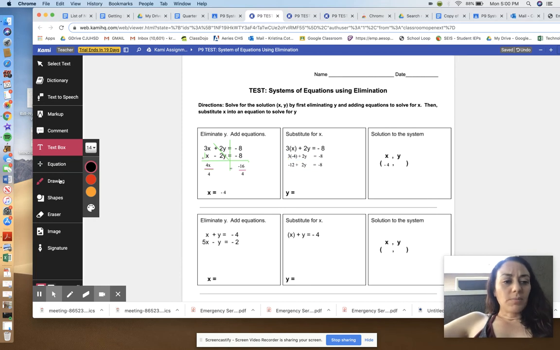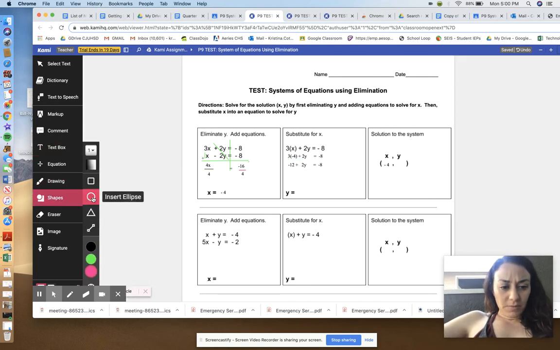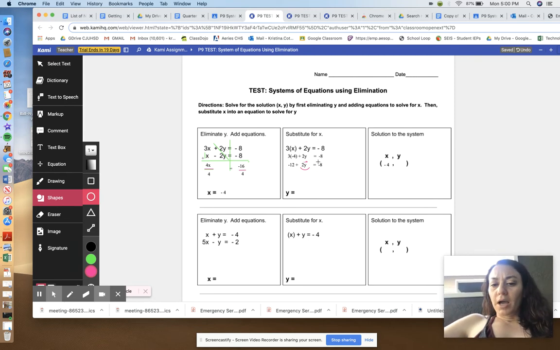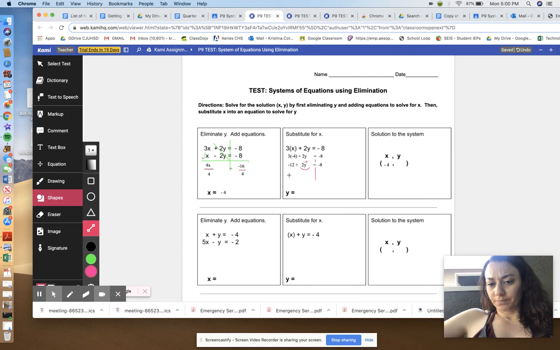Technically, what I'm looking for, let me see if I can circle this. Can I? I totally can. Oh, okay, that works well. Now, if you ever mess up, you can just press undo. I circled 2y because I'm trying to get y by itself. Now I want to go back to my shapes and make a t. I want to leave a little bit of space here.